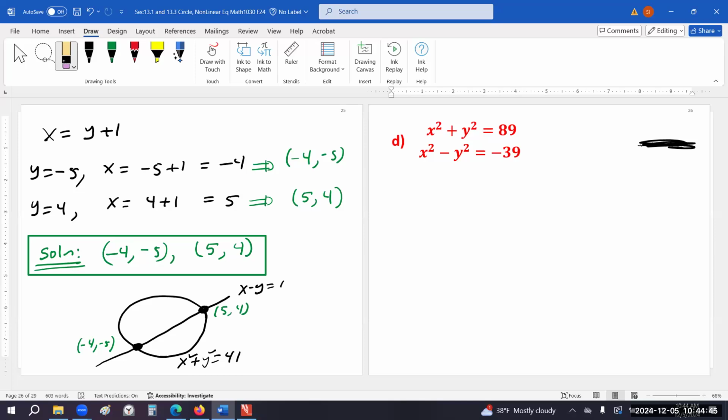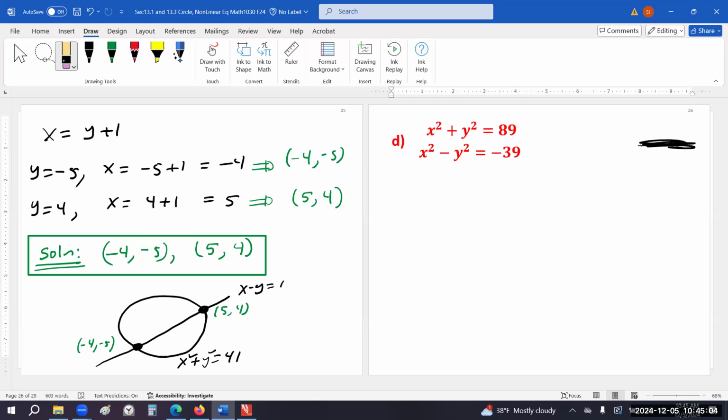And now solve for the other variable by substituting both of them. The second one actually is not a circle, my bad. The first one is a circle, the second one is not, because they have a minus between them.